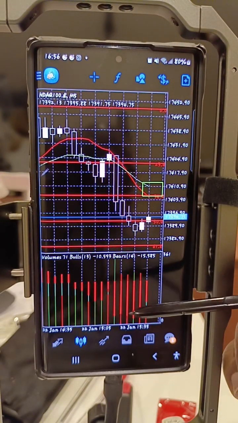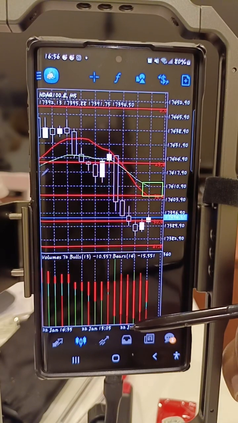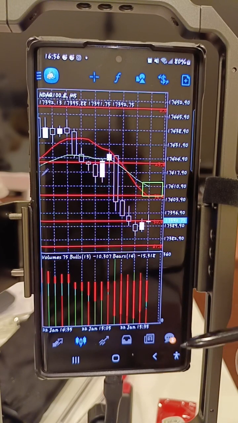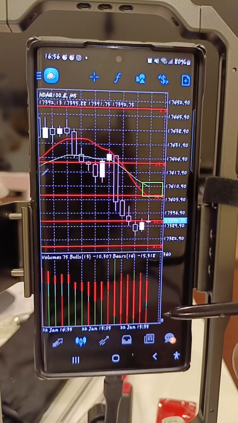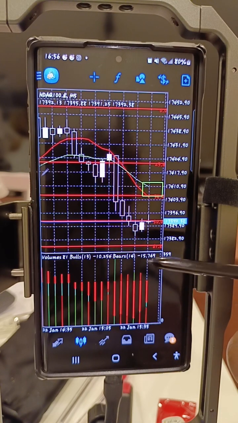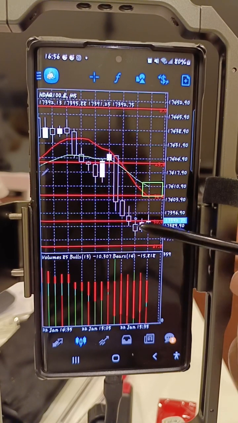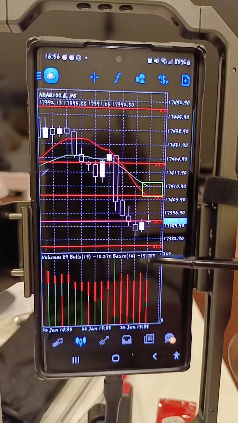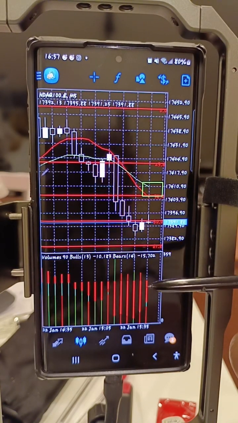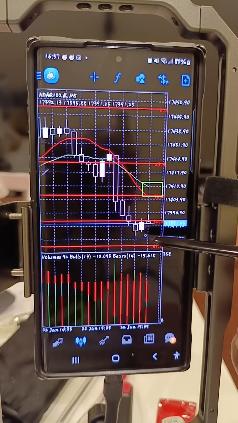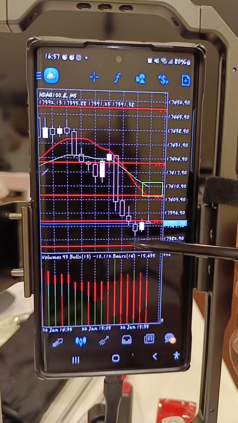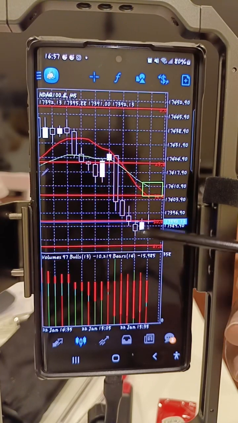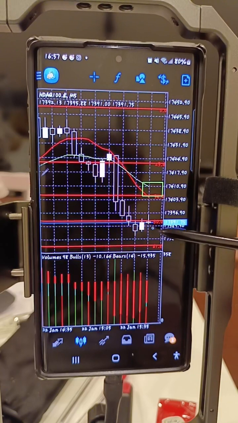This is just for educational purposes. Please do your own risk management. Make sure you understand. I do these sessions just for people to understand. I will take questions afterwards. The mobile is only useful if you understand how to use MT4, MT5. I'm using MT4, you can see here.